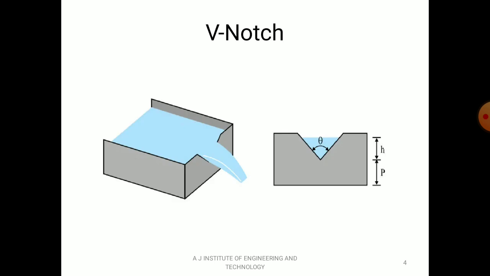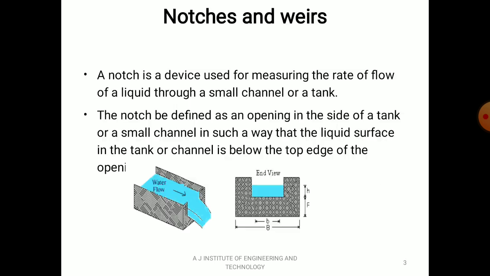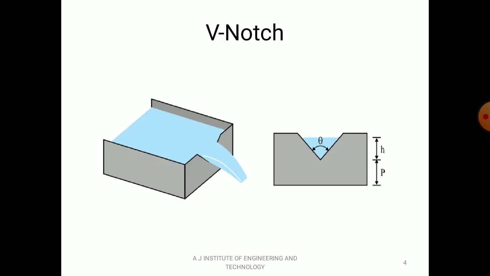You can see here, this is a V-notch. So what is the difference between a rectangular notch and a V-notch? For a rectangular notch, the shape of the opening is a rectangle, whereas for a V-notch, also called a triangular notch, the opening is in the shape of a triangle or V shape. There is an angle theta in between the opening. So this is a diagram of a V-notch or triangular notch.